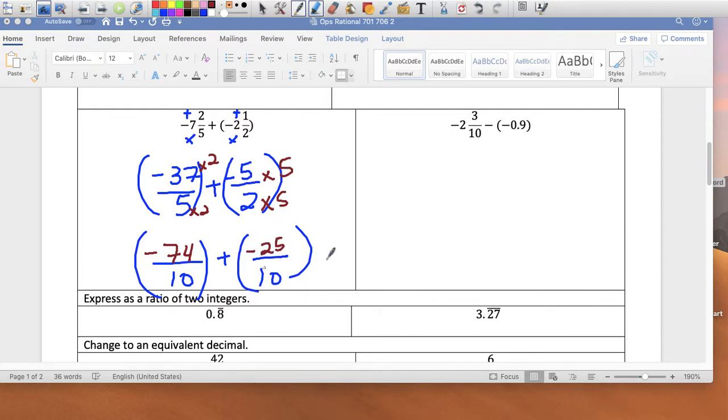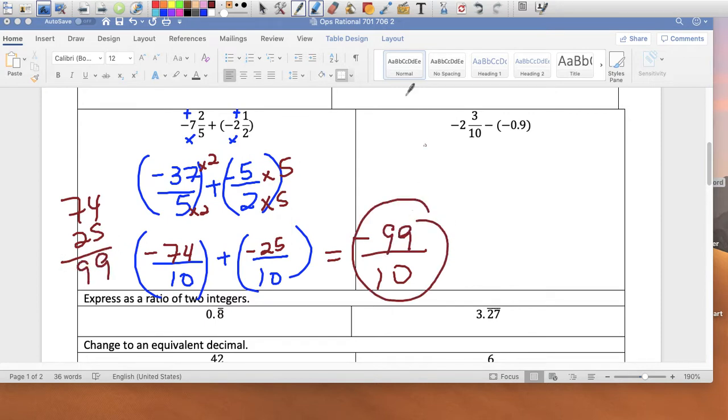So amigos, they're friends, right? So it's going to be 10 over here, and negative. And 74 plus 25 is 99. So negative 99 over 10. That's my answer.